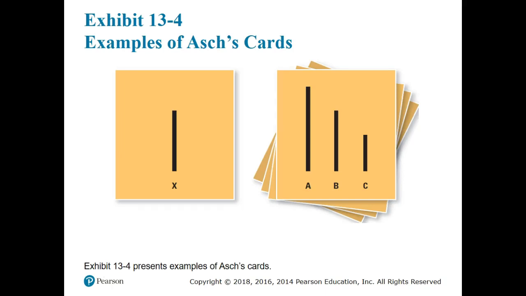So, early experiments done by Solomon Asch demonstrated the impact conformity has on an individual's judgment and attitudes. In these experiments, groups of 7 or 8 people were asked to compare 2 cards held up by the experimenter. One card had 3 lines of different lengths, and the other had 1 line that was equal in length to one of the 3 lines on the other card. So look here at Exhibit 13-4.